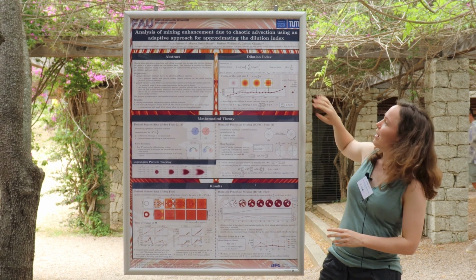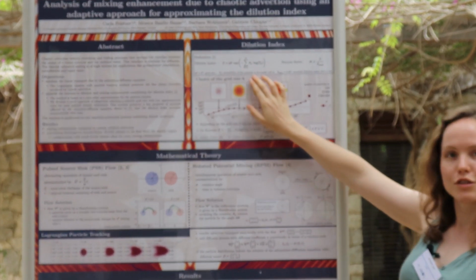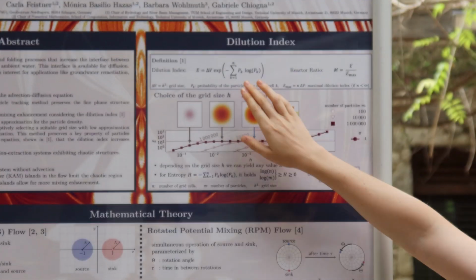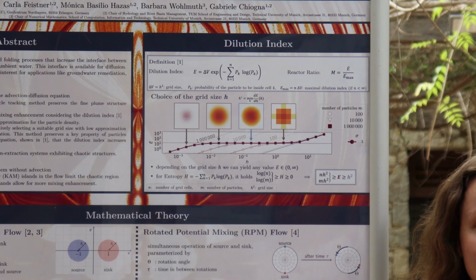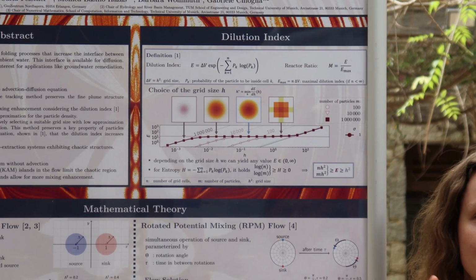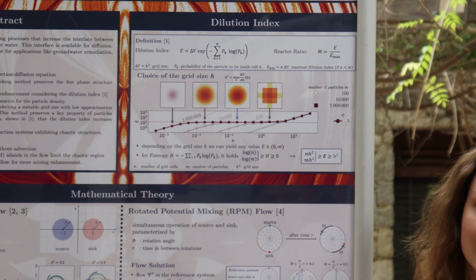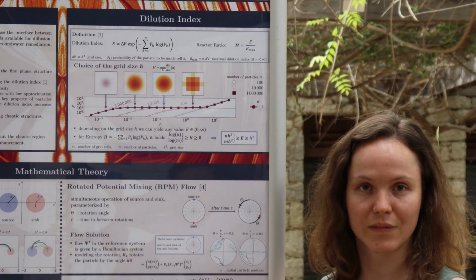To analyze how well we can enhance the mixing, we use the dilution index, which is introduced here. We have this formula of the dilution index, which is the exponential of the entropy. You can think of this p_k as the probability of a particle being contained in a grid cell k, which we have to define beforehand. So we divide our domain into grid cells and then we can compute these p_k's.